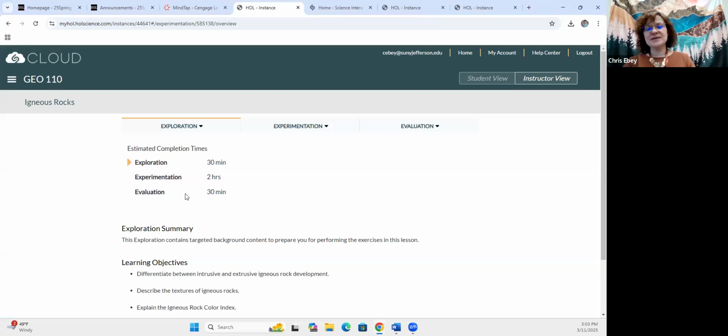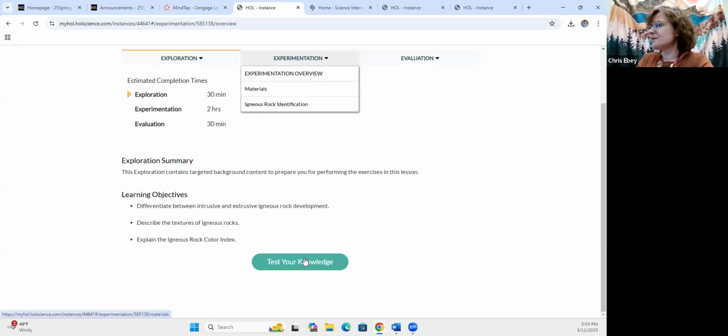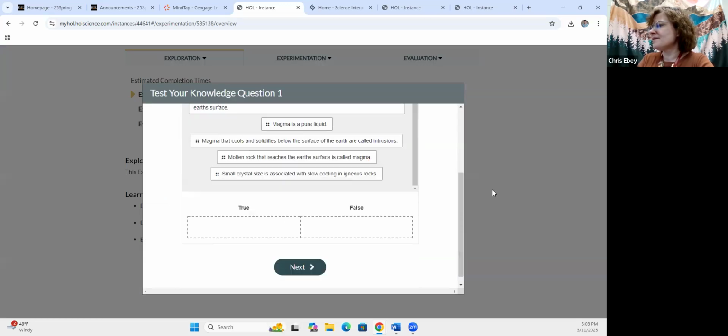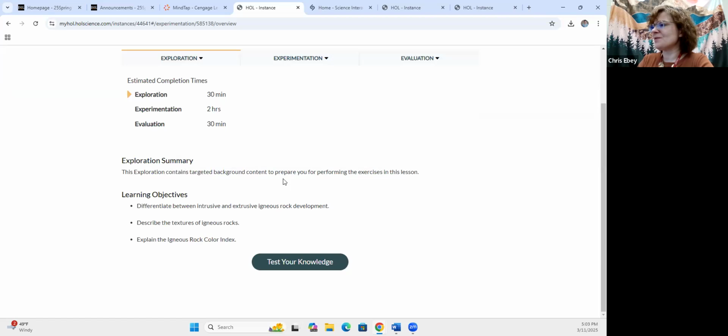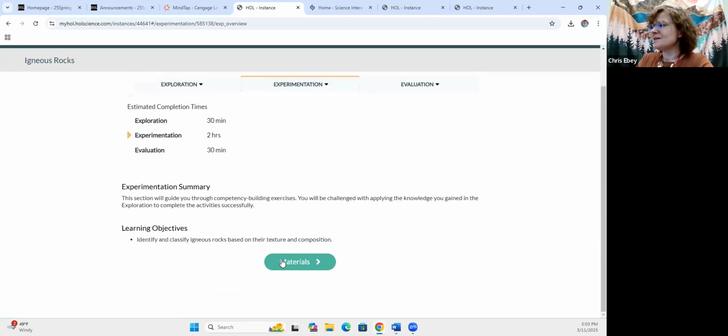It's important to take the exploration seriously. Once again, part of it is I'm going to grade it. I'm going to grade everything very gently, but I do grade it. It's also a great way to make sure that you've understood what's going on in the reading. So the quiz will look like this, and I'll basically test what you understand coming into it on igneous rocks. So let's jump straight to the experiment.